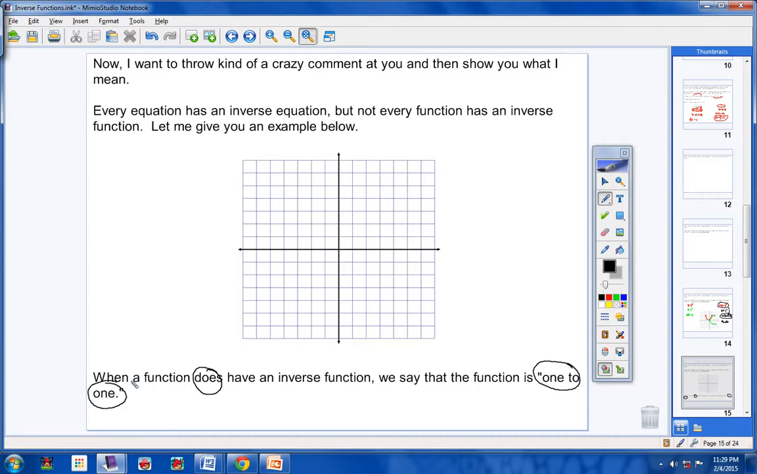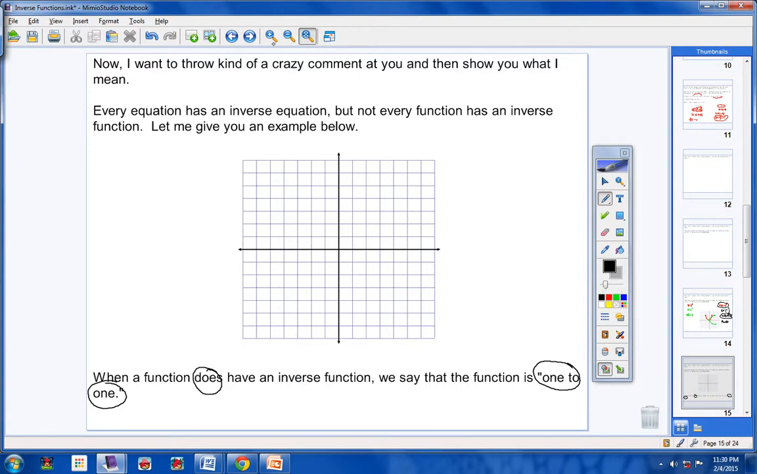Now, when a function does have an inverse function, we say the function is 1-to-1. Please make note of that in your notes. When a function does have an inverse function, we say that the function is 1-to-1. So, understand that. If a function has an inverse function, we say that the function is 1-to-1.